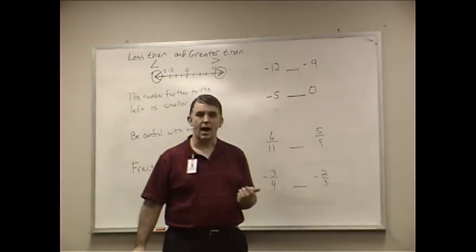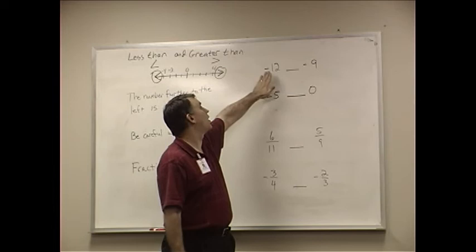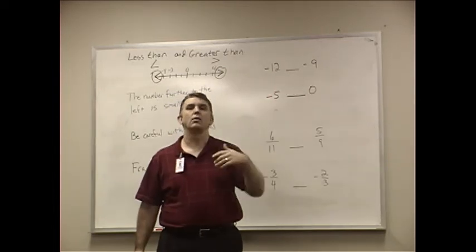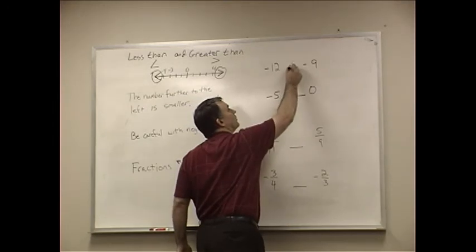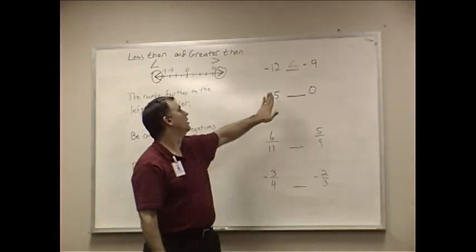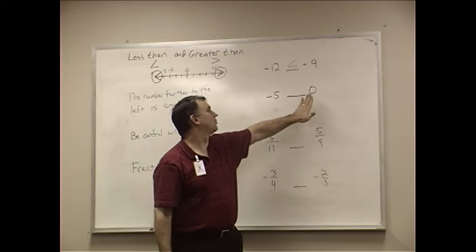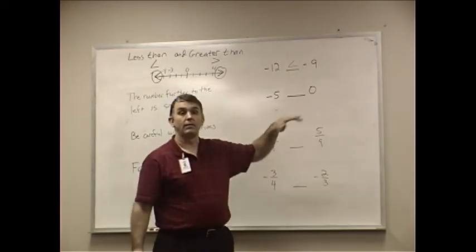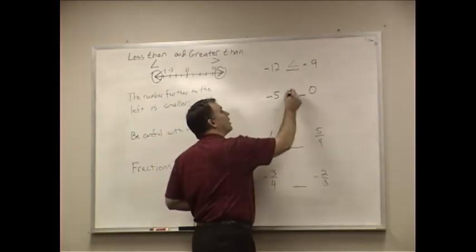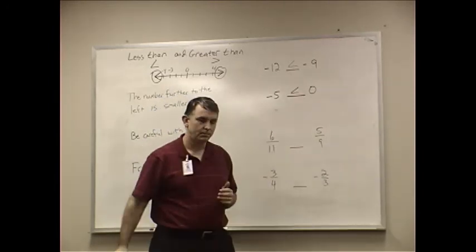-12 and -9. All right, is -12 smaller than -9 or is it larger? It's smaller, so we're going to put in the less than symbol. Is -5 smaller or larger than 0? Well, -5, again, smaller. This is another one that gets the less than symbol.